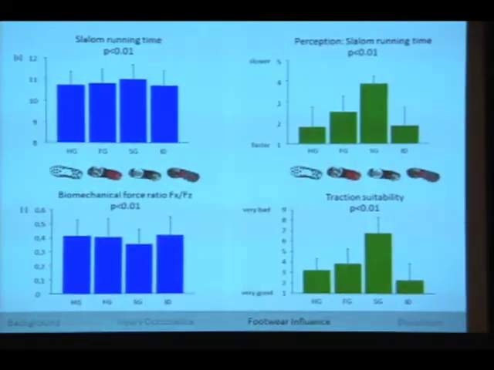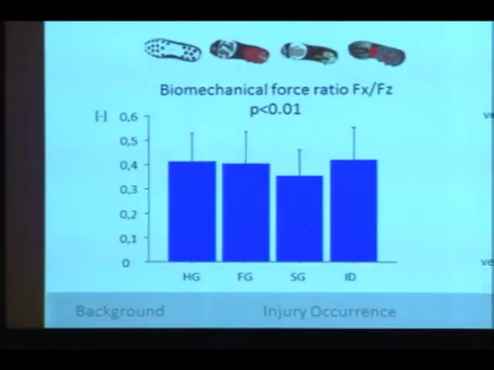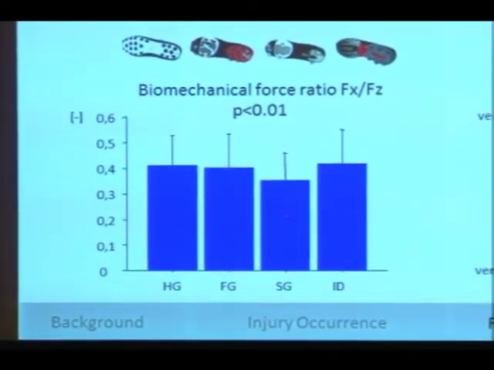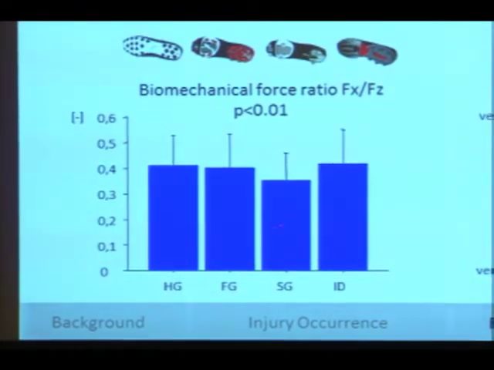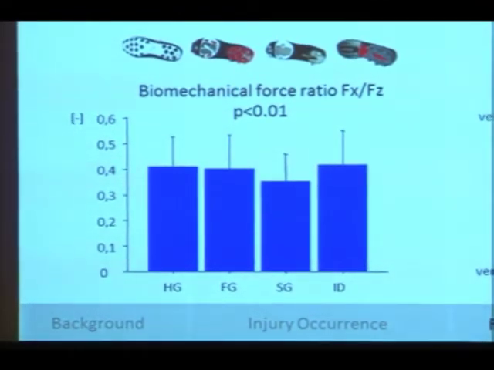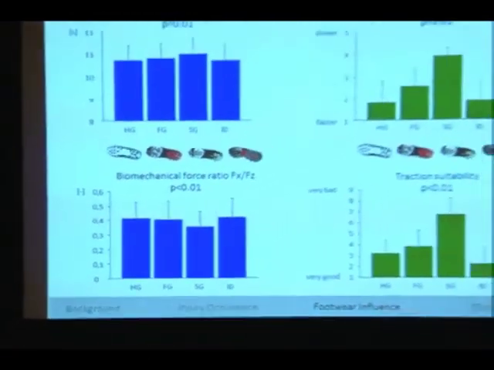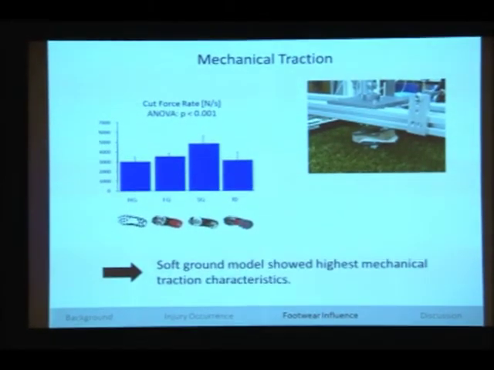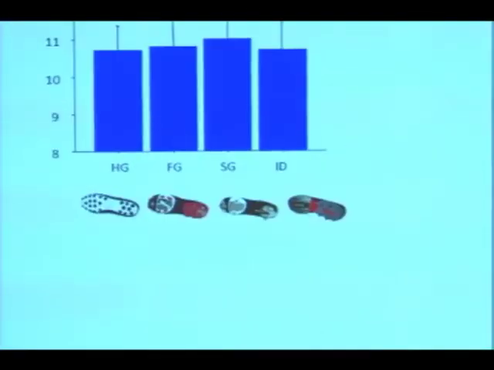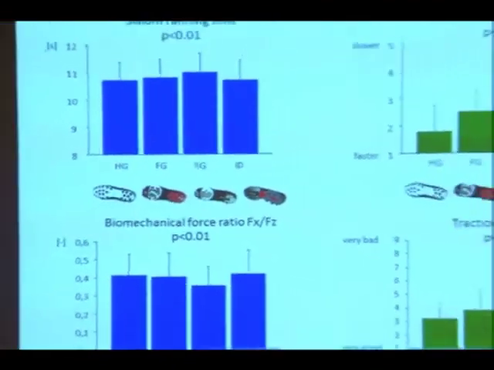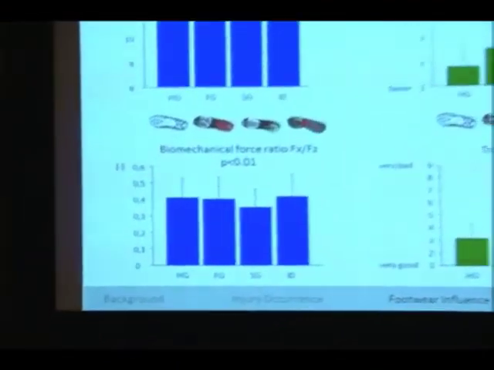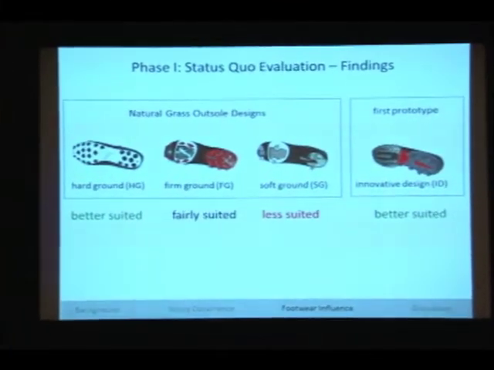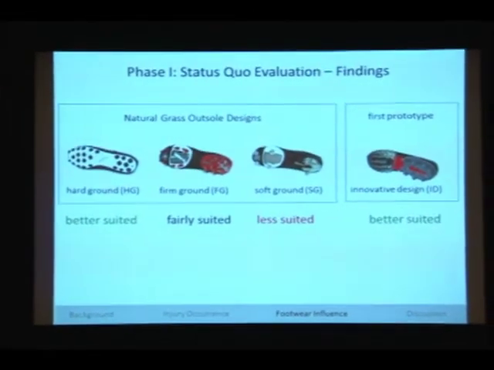Interestingly then, when we look at biomechanics, we see that the soft ground design has the lowest force ratio, medial-lateral force by vertical force ratio. And this is, from our point of view, interesting. When we go back here, mechanically, this is the highest traction, the soft ground, and when we then go here to the biomechanics, we have the lowest traction variable. So, what we found out is that soft ground design is less suited.